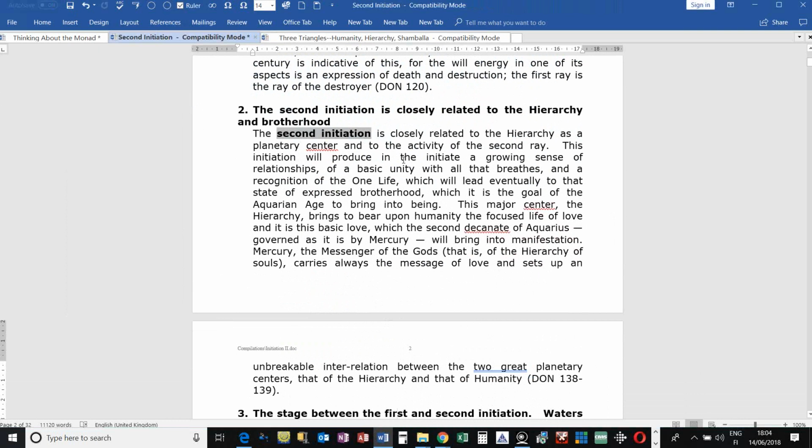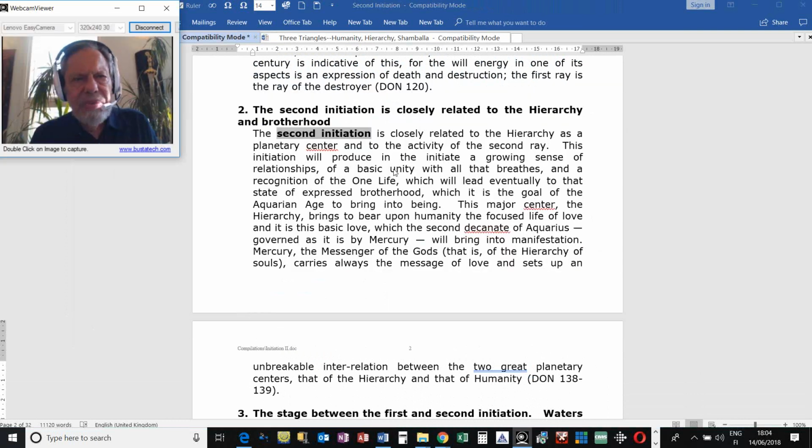Obviously, some of the references will not be present, but enough will be present to give us an idea of how the second initiation functions in the life of the, let's call it probationary initiate. The second initiation is closely related to the hierarchy and brotherhood, okay, closely related to the hierarchy as a planetary center and to the activity of the second ray.